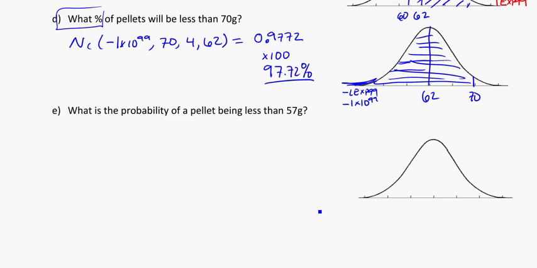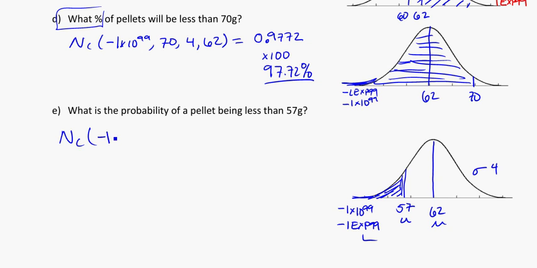Part E here, what is the probability of a pellet being less than 57 grams? Again, I've got my 62. 57 is somewhere down here. So I need to find everything down here. So I'm going out the end of the tail, so I'm going to use minus 1 times 10 to the 99, or negative 1 EXP 99 for my lower limit. My upper limit will be 57. I've still got my mean and my standard deviation of 4.